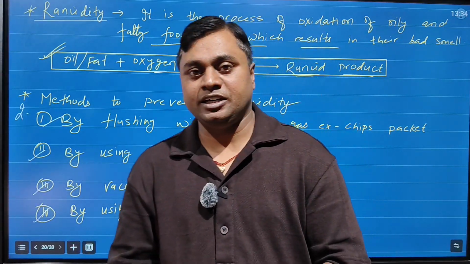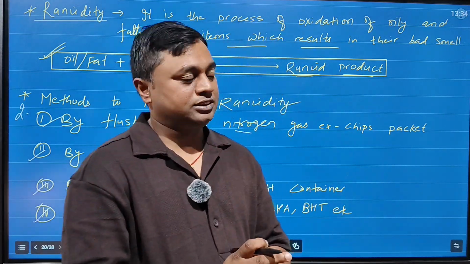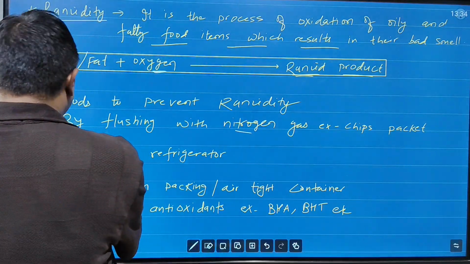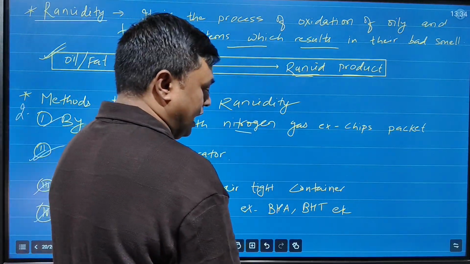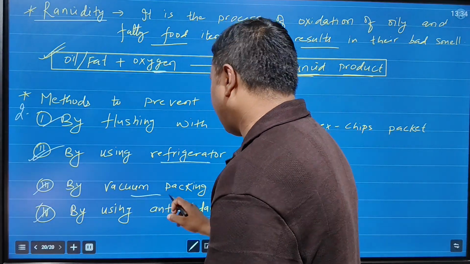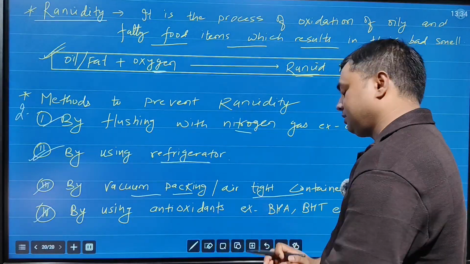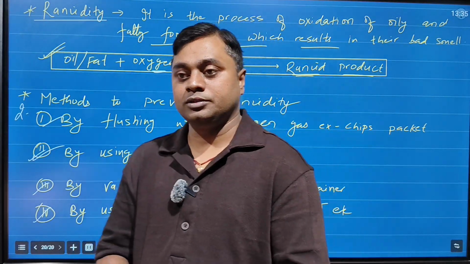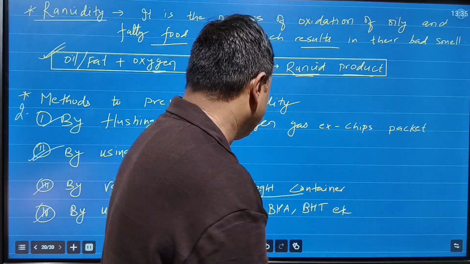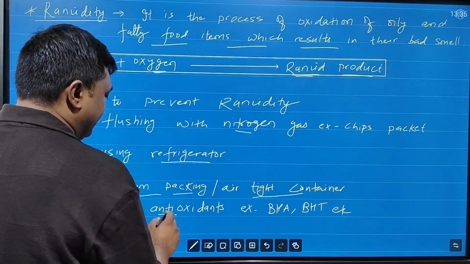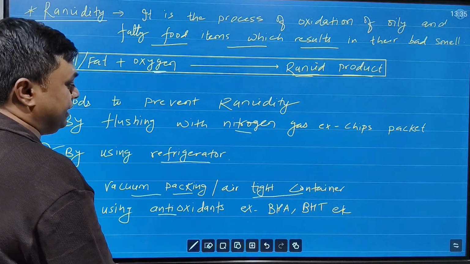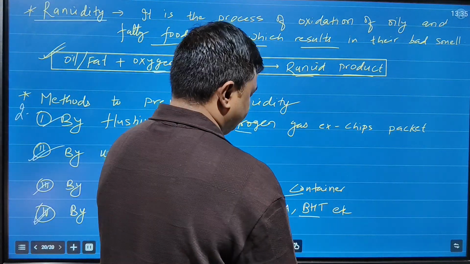You can see the chips packets, Lay's, Kurkure packets are flushed with nitrogen gas. Okay, now in the presence of nitrogen, oxidation cannot take place. Next, by using a refrigerator. At low temperature, what happens? The oxidation can be prevented. Next, by vacuum packing or airtight containers. You can see whenever oil or ghee is packed, it is packed in an airtight container. Vacuum packing is there. And next is what? By using antioxidants. Chemicals are there with the help of which we prevent rancidity, like BHA, BHT.